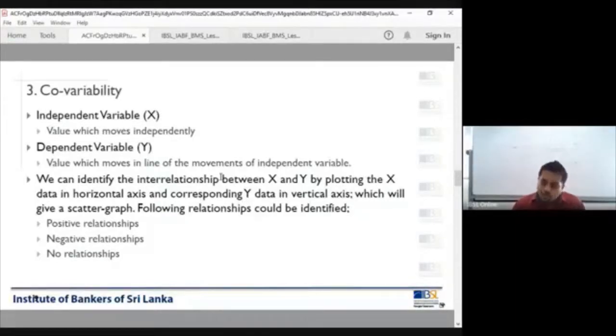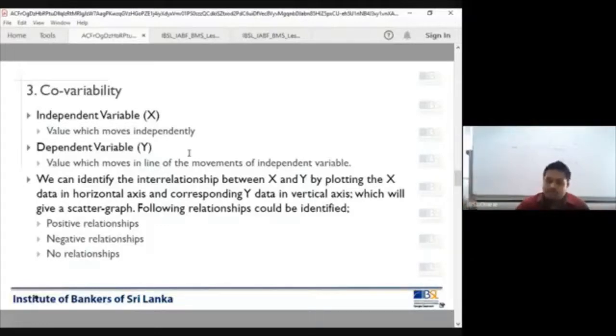covariability. So for the covariability to exist, as I explained, we need to have two variables. In mathematics and statistics, we define the independent variable with the denotation of x in the majority of the time. So the independent variable of capital X or simple x will be the value which moves independently. And on the other hand, the dependent variable of y will be the value which moves in line with the movement of the independent variable.